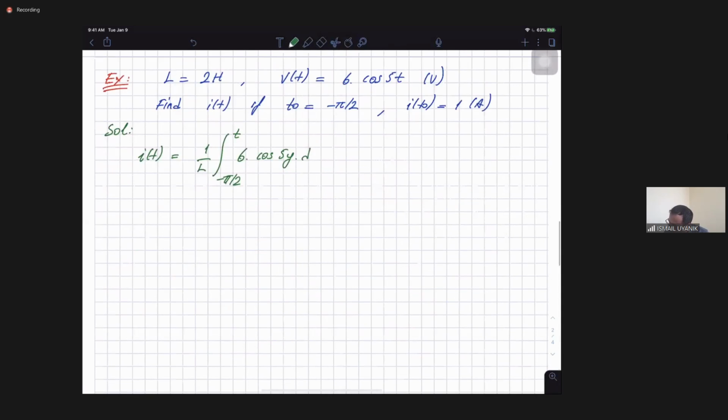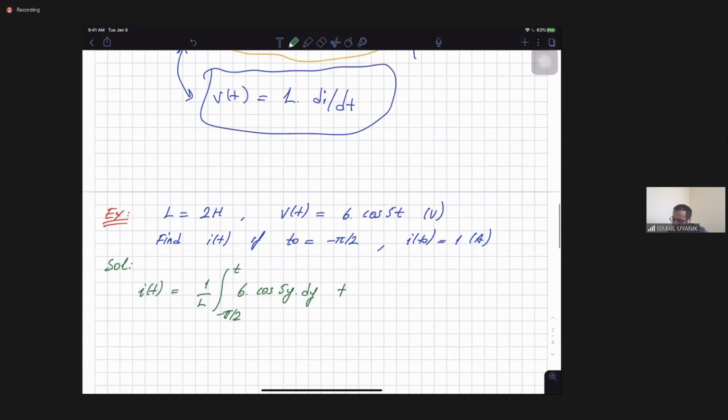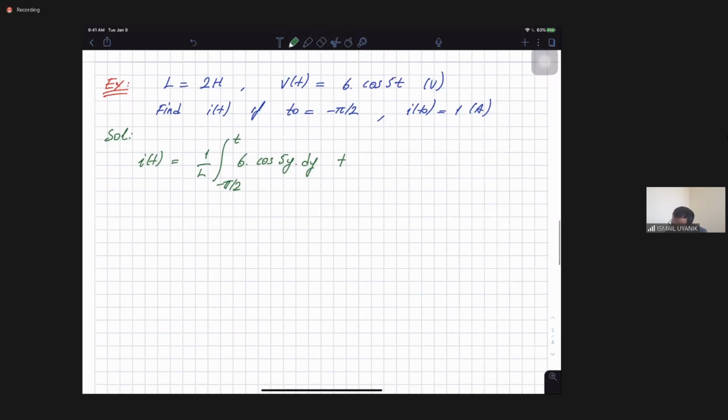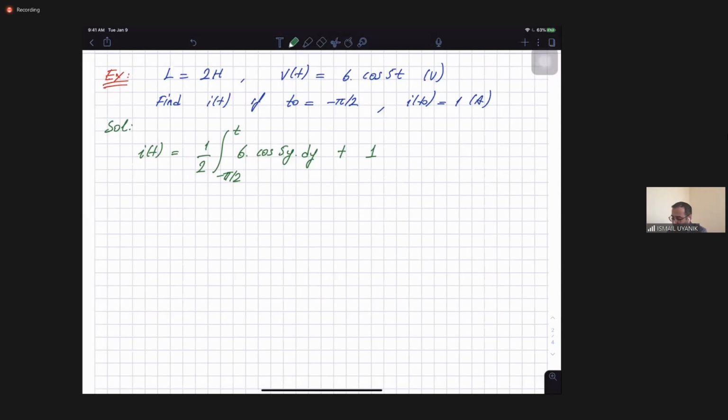And then we will say plus the initial current, which is 1 ampere. I know it already, so that is 1. And I also know L, so I will be replacing this with 1 over 2, right? And then the rest is just calculating this integral. The rest is not really about circuit analysis, but of course, we are responsible for doing these calculations in the exam. So I will be conducting the calculations so that we can find the results.